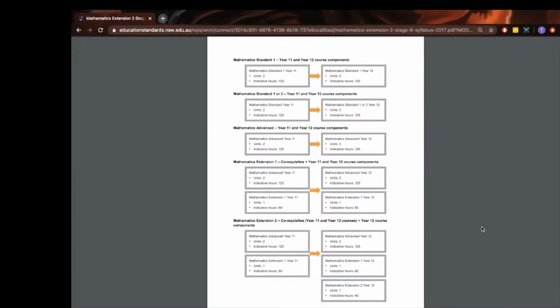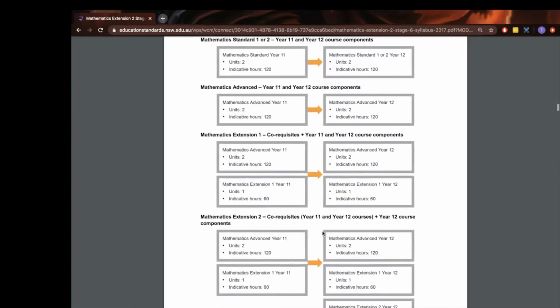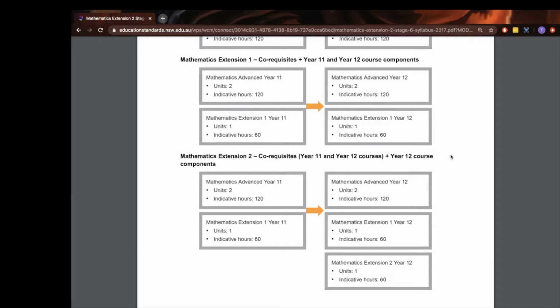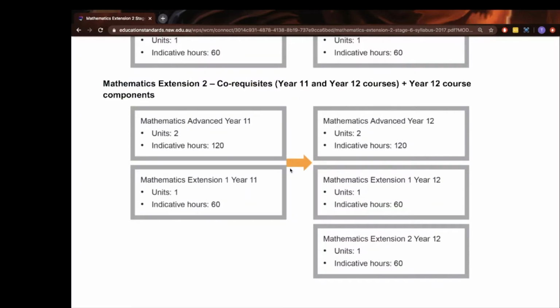This page indicates the transition from Year 11 to Year 12 for the different mathematics courses. Given that you are studying Extension 2, we will focus on this bottom section. You should also note that since you will be studying Extension 1, you should look at this second from the bottom area, but I'll get to that in another video. So looking at the Extension 2 section, you'll notice the transition from Year 11 to Year 12.